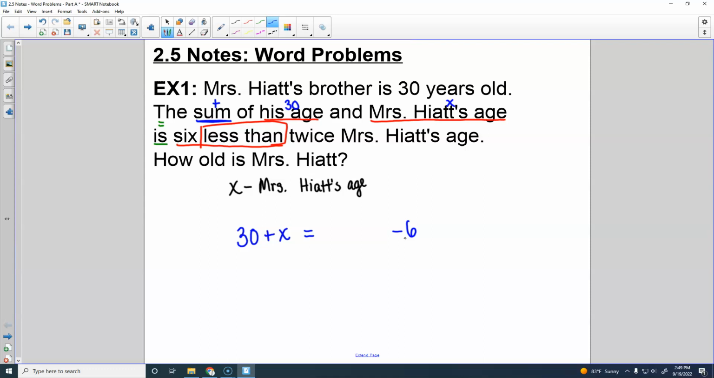Okay, so it means I'm subtracting 6 from the next part, which is twice Mrs. Hyatt's age. Mrs. Hyatt's age is X, right? Twice X would be 2X.